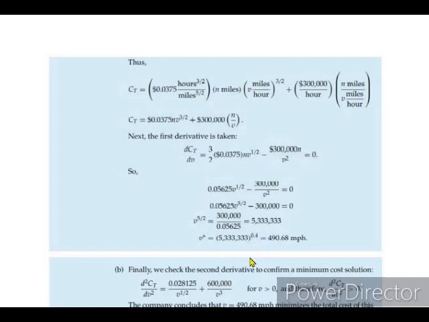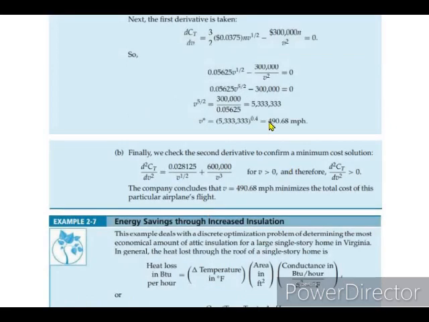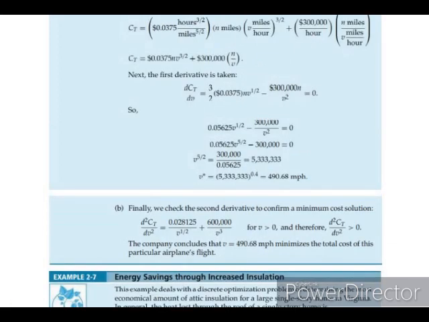So 5,333,333 raised to 0.4 is equal to 490.68 miles per hour. So now we got the velocity at which the trip should be planned, okay, to minimize the total cost. Next, letter B.